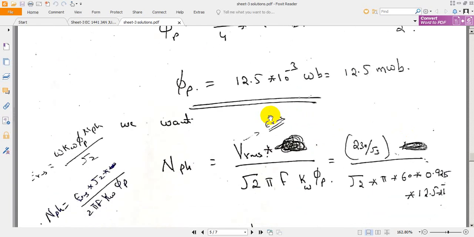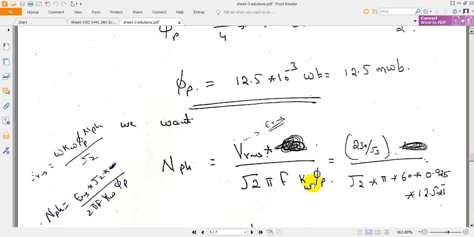But what we need to calculate? We need to calculate the number of turns per phase. The number of turns per phase is given by E_RMS into root 2, divided by omega k_w into flux per pole. Substitute the value, the E_RMS value, the RMS voltage.